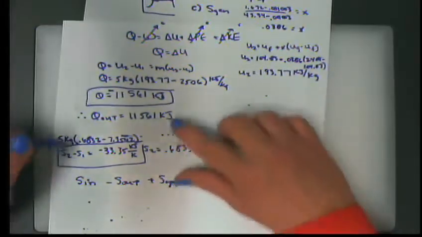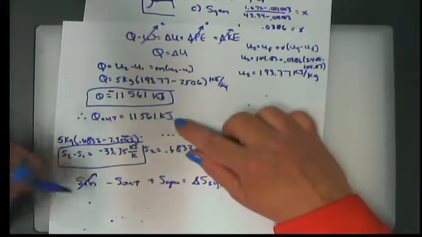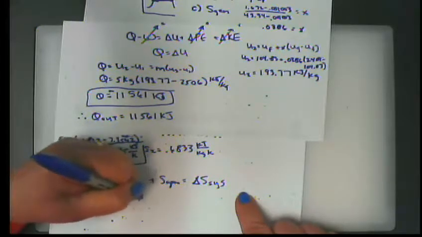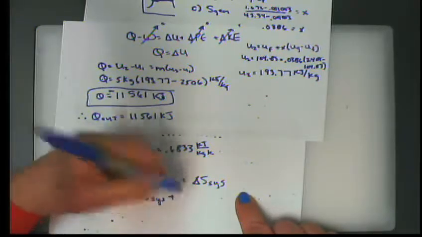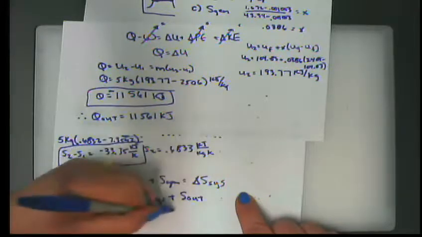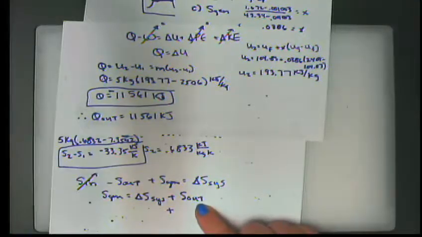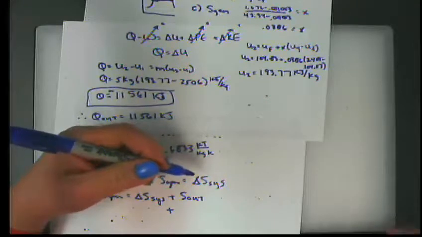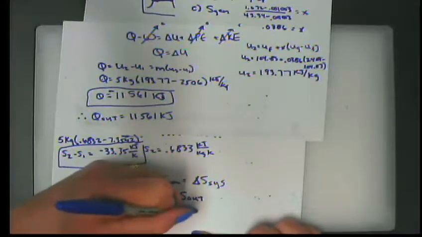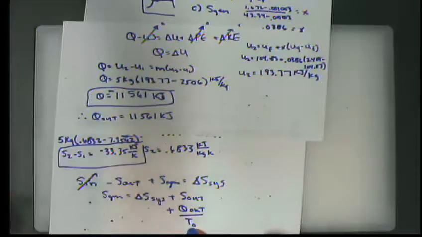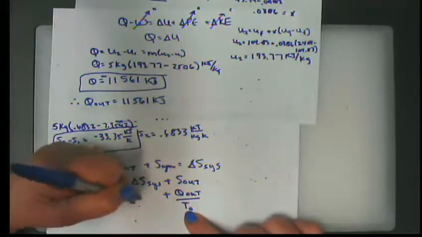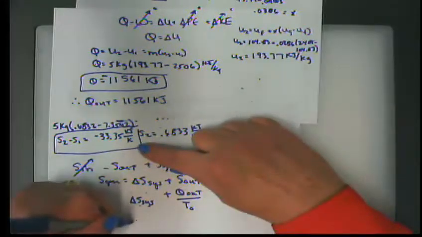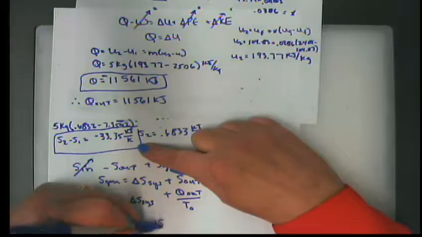Okay, well, our heat goes out, so there's none of this. And I can say S generated, this comes over as a positive, equals delta S of the system plus S out. And S out is the integral of dQ over T, which is just Q out over T because we're assuming that temperature stays constant, plus the delta S of the system. So from my calculation, delta S of the system is negative 33.35 kilojoules per kelvin.